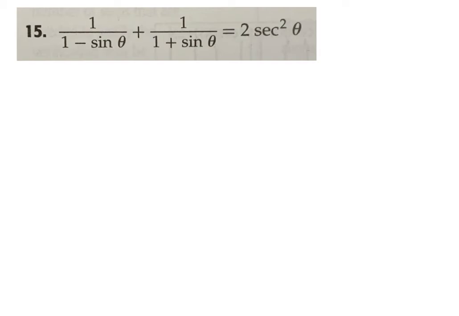So if we get a common denominator here, we would just multiply 1 minus sine and 1 plus sine. What happens when we multiply 1 minus sine and 1 plus sine? What do we get? It cancels. No, we get 1, the first one squared minus the second one squared.